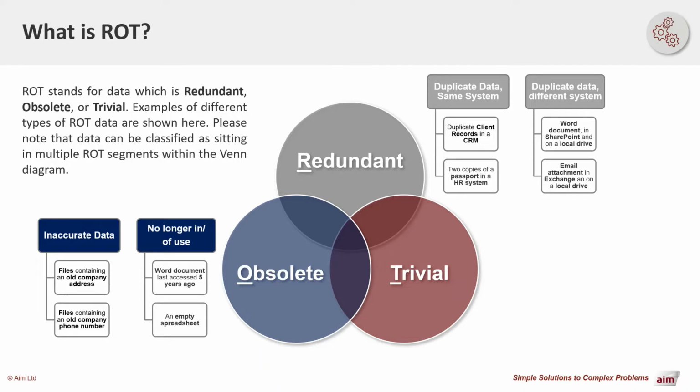Obsolete data is either inaccurate or no longer in or of use to the business. Inaccurate data may take the form of a file containing an old company address or telephone number, while a Word document which was last accessed 5 years ago, or a spreadsheet containing no data, are examples of data which is no longer in or of use.